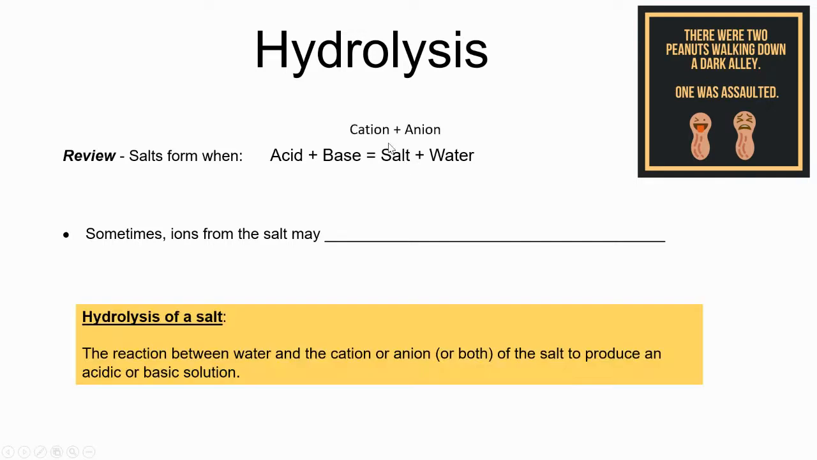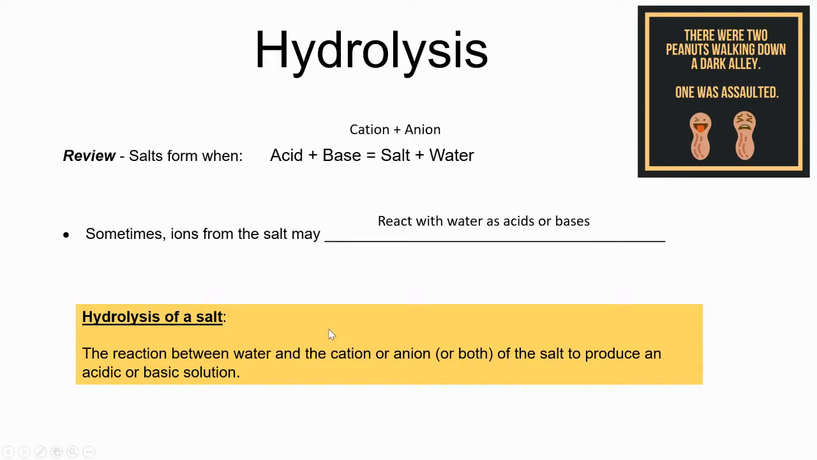The salt is made up of a cation and an anion. Cation is positively charged, anion is negatively charged. Sometimes ions form the salt, and the salt may react with water as acids or bases, and that's what we care about, whether it's going to be an acidic solution or a basic solution. Our definition of hydrolysis is the reaction between water and the cation or anion or both.